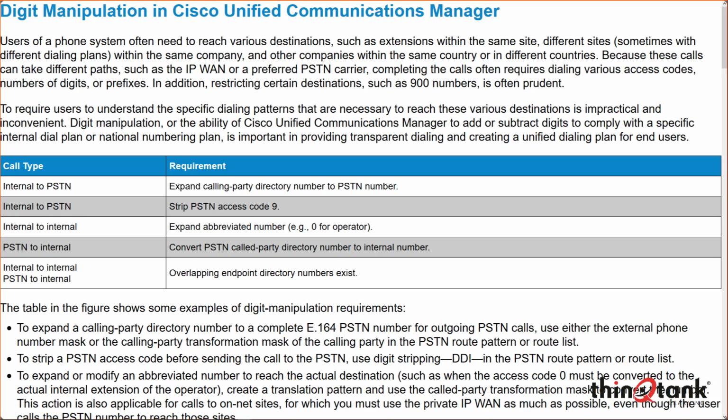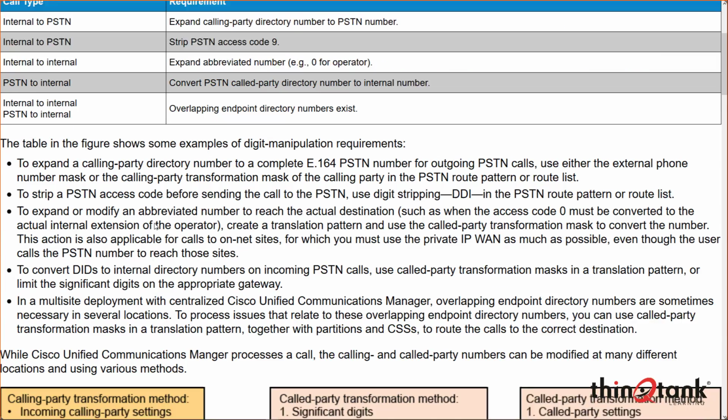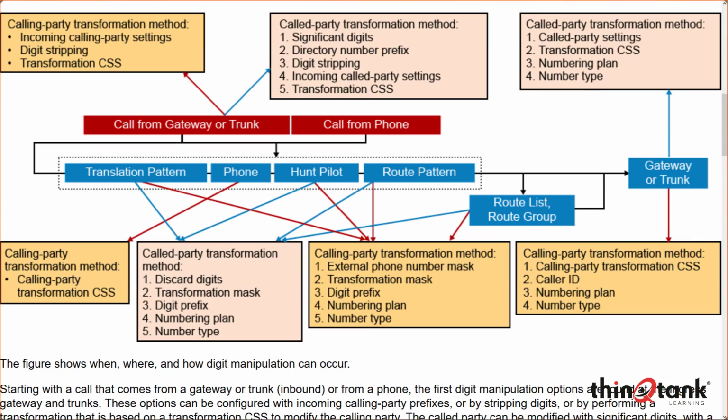You don't necessarily have to just use a 9 for an access code. Internal to internal. Maybe I'm dialing 0 for the operator, but I want to expand that to the operator's extension. That's more of a translation, but it's still the same concept. PSTN to internal. Maybe the PSTN called party is the directory number, or the called party was the E.164 number, and I need to somehow translate that to the internal extension, and so on. So there are many reasons why we might want to manipulate a particular pattern. Okay? These are just some examples. There are actually other examples that exist as well.